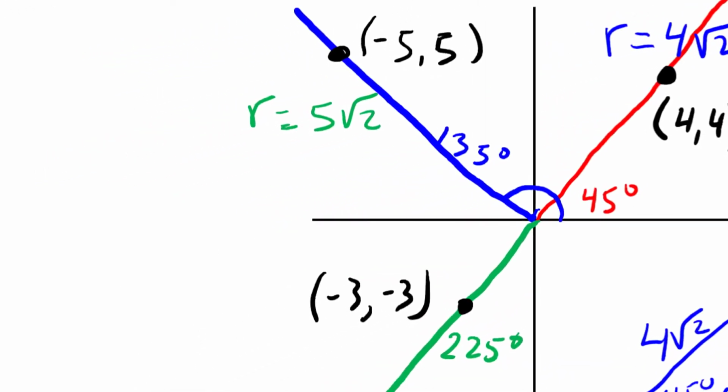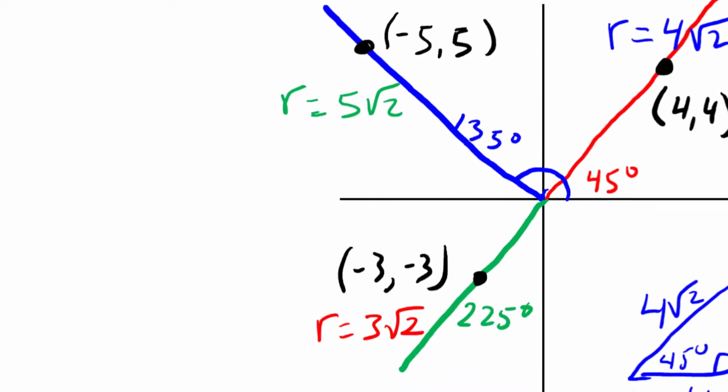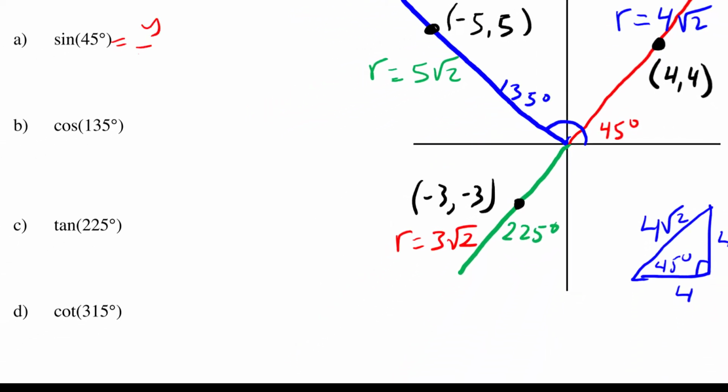It's got a 45-degree angle, and the radius is 5 radical 2. And in quadrant 3, it is a radius of 3 radical 2. So we have the x and y values, and we have the radius for each of these. So sine of 45 in quadrant 1, the y over r, is 4 over 4 radical 2. And when we simplify that to 1 over radical 2, and of course we must rationalize the denominator, because I said so, square root of 2 over 2.